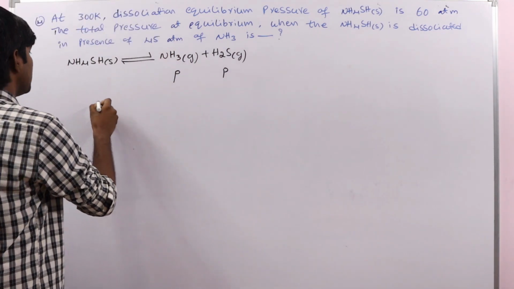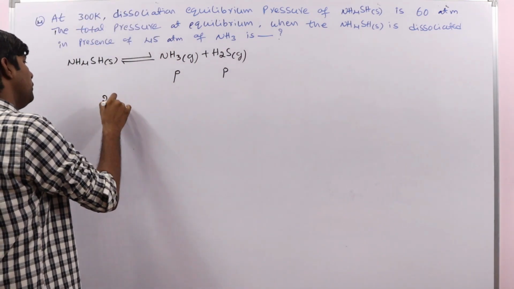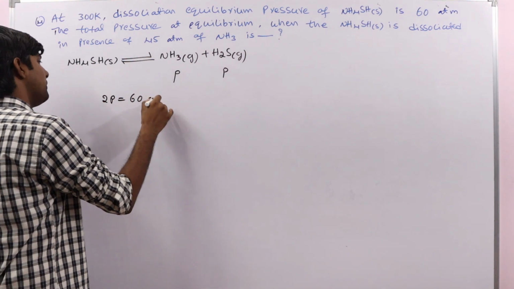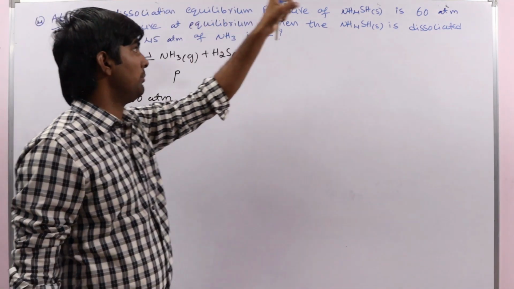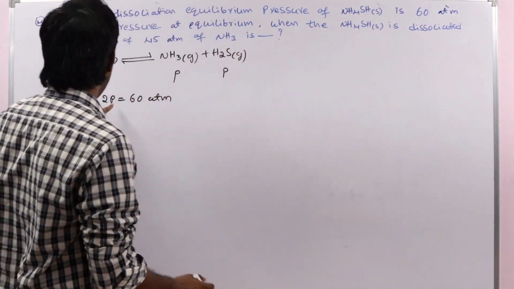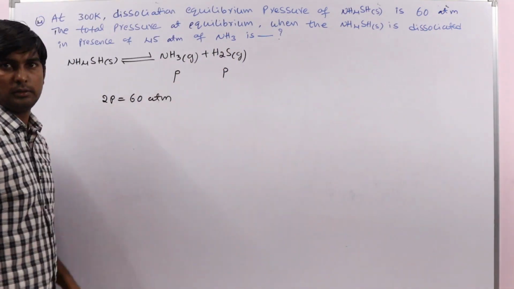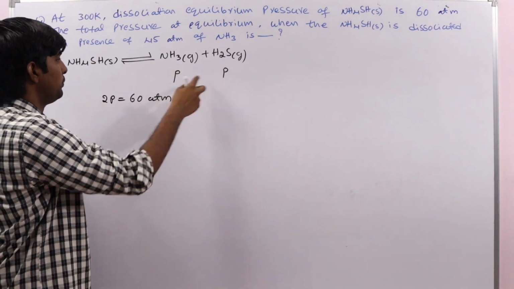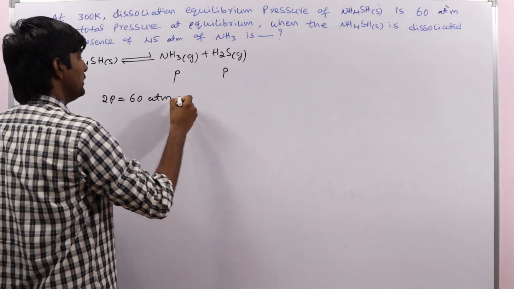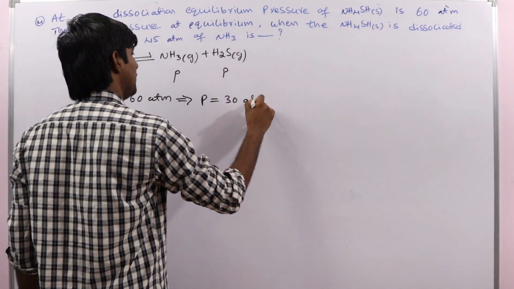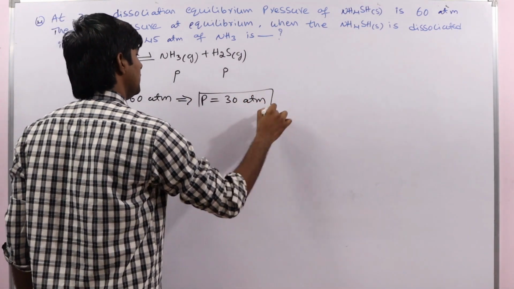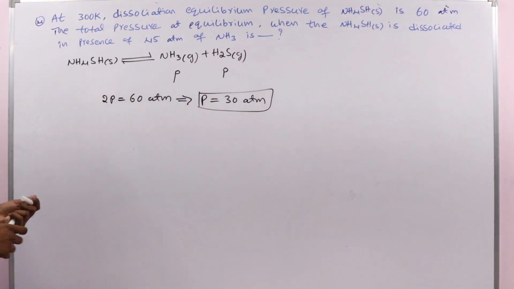Now they have given that 2P is equal to 60 atmosphere. The total pressure at equilibrium is given as 60 atmosphere, and that is nothing but P plus P. Only two gases are present, so P plus P is 2P. From this, P equals 30 atmosphere.